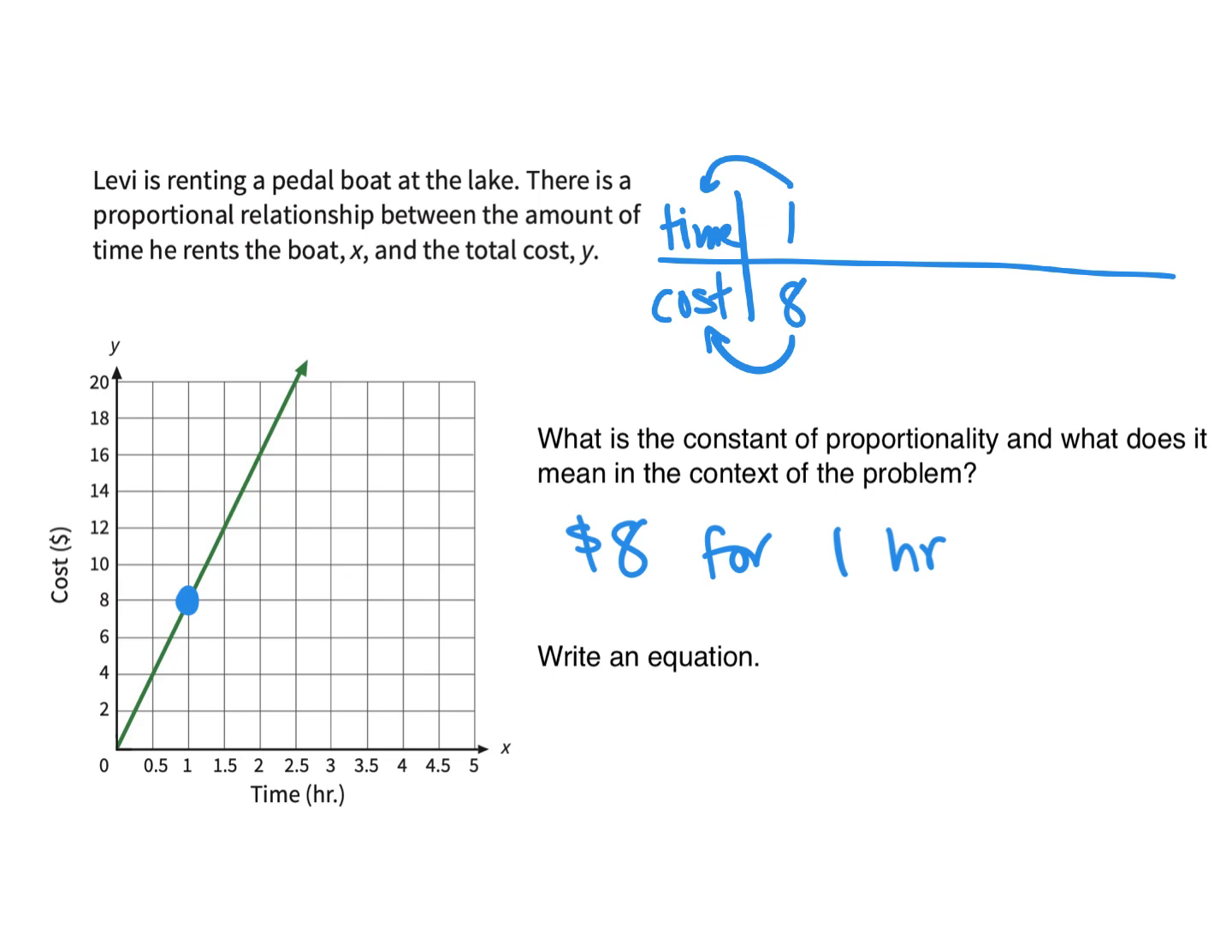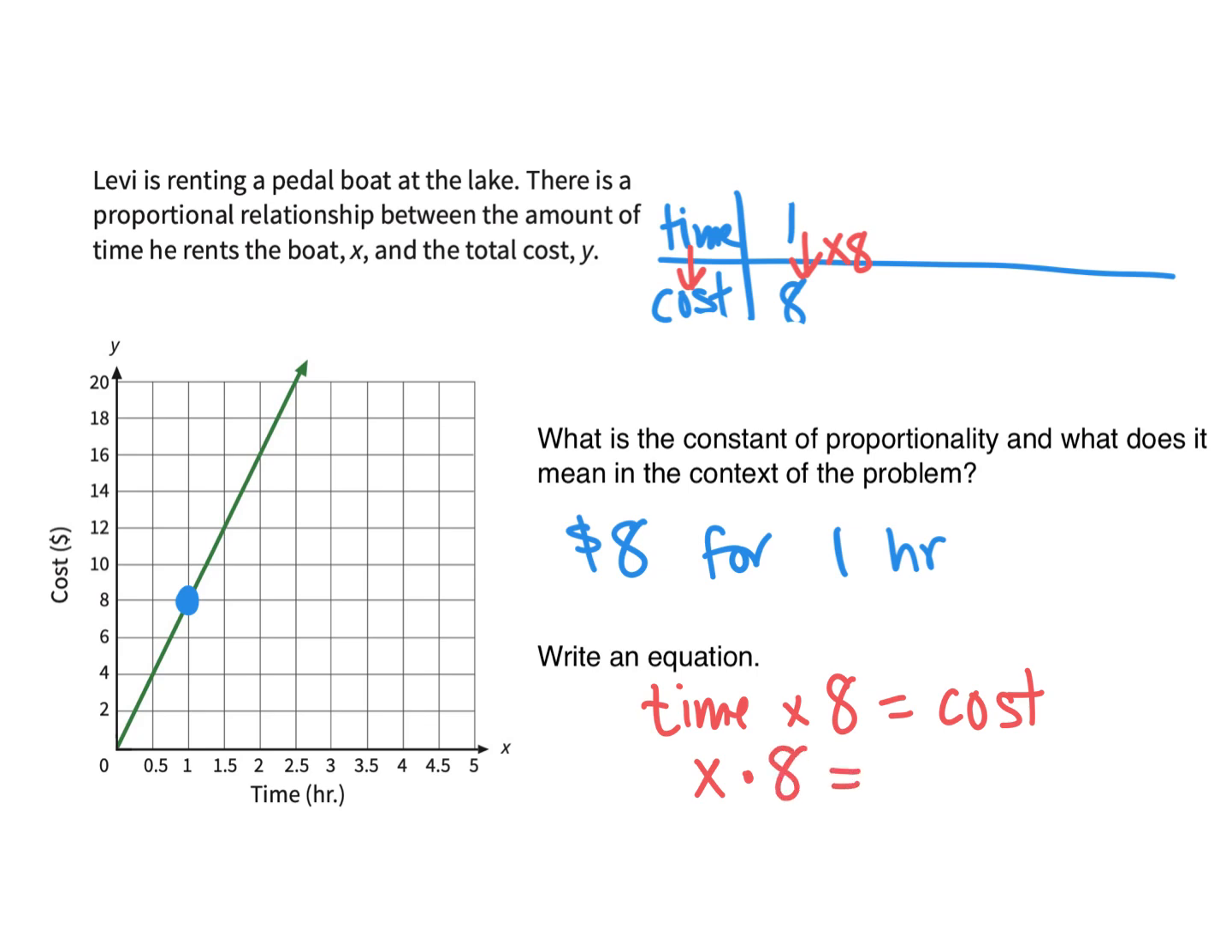With our equation, we're going to want to look for the connection between time and cost. So we want to think, how does time relate to cost? And I would see that 1 times 8 is 8. So I would say time times 8 is our cost. And then I'm just going to replace it with variables. Time is our x-axis, so x times 8, and cost is our y. And then good habits would tell us that the number comes first. So 8x equals y.